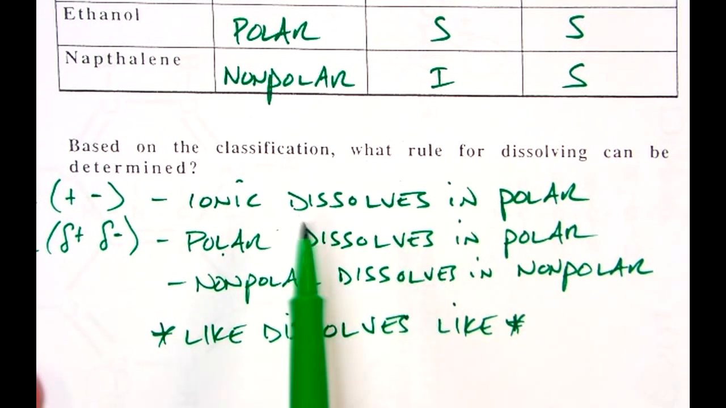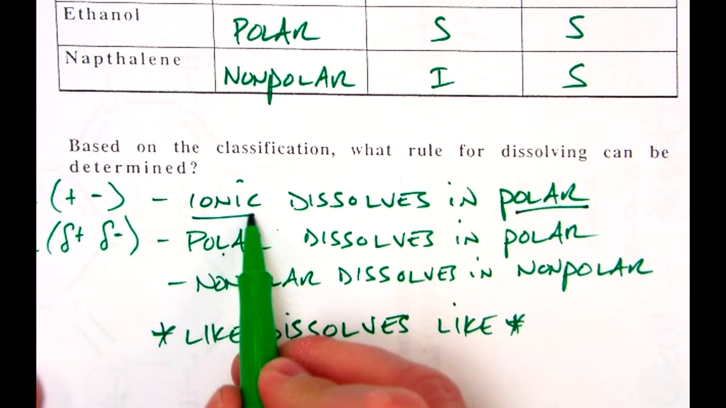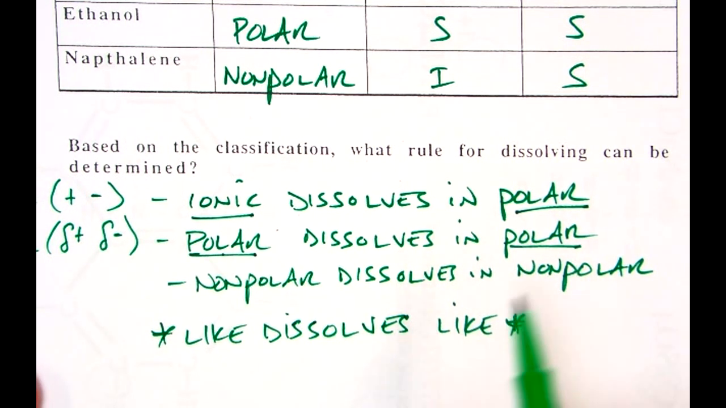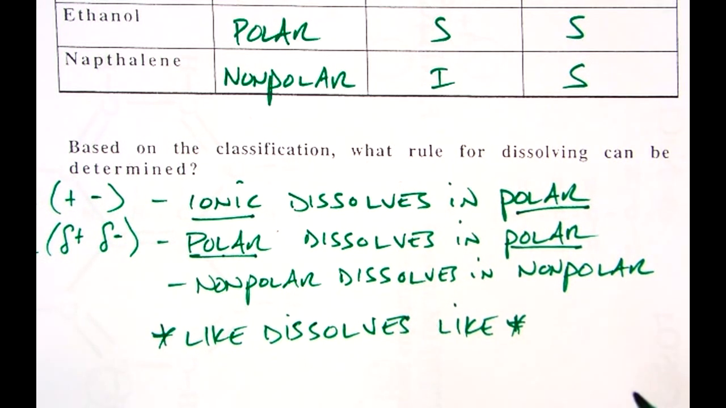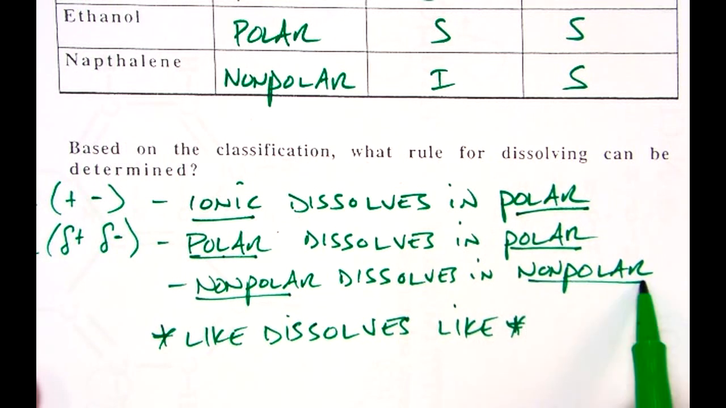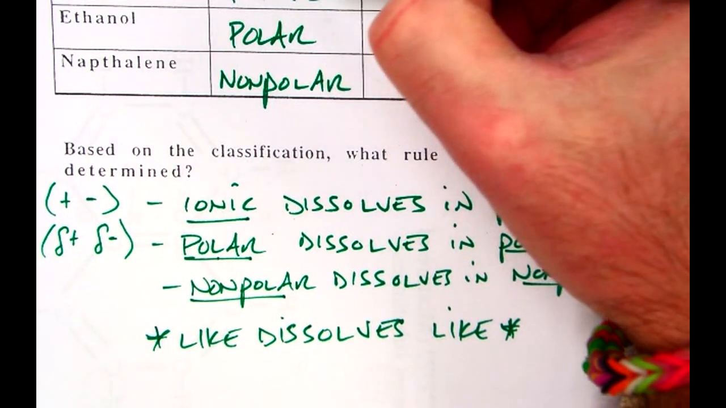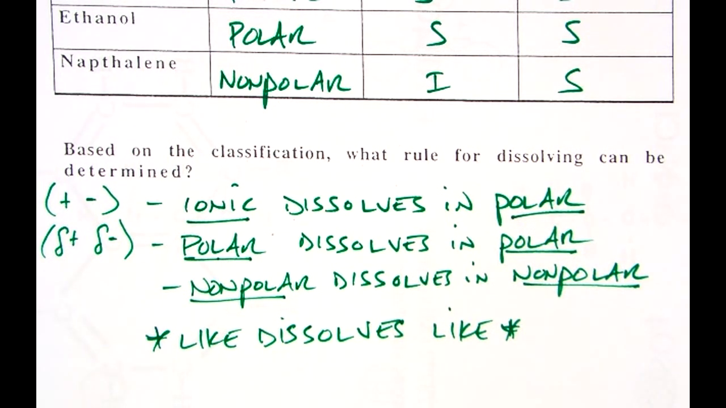Polar is chemically similar to ionic because they have either partial or full charges. Polar and polar are going to be very similar, obviously, and so is nonpolar and nonpolar. So our rule is like dissolves like in terms of our rule for dissolving. That's going to be our overall rule for dissolving, and it's a rule that we can use even if we don't have the chemicals to mix. We can predict whether or not they will dissolve in each other.